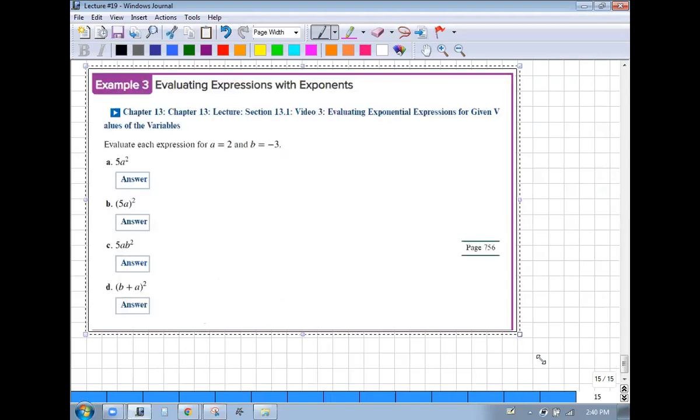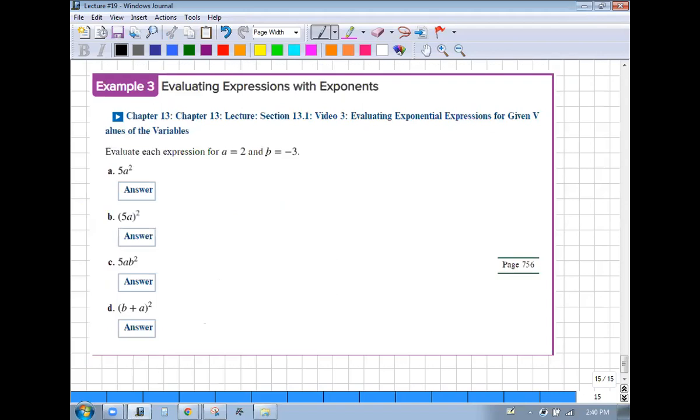All right, evaluate the expression for a equals 2 and b is -3. So all we do here is we replace a with 2. When they say evaluate, they mean just simplify the number. So this is 5, and then 2 times 2 is 4. 5 times 4 is 20. So 5a squared is 20. When they say evaluate, they mean plug the numbers in for a and b and find out what that number is.